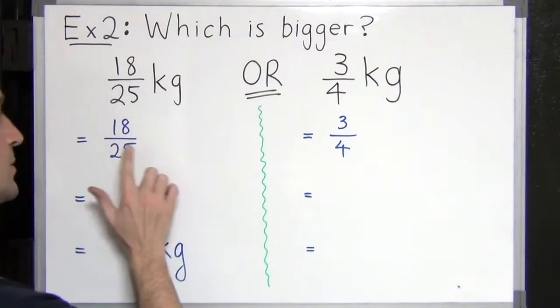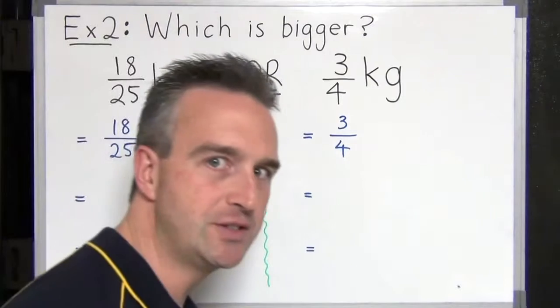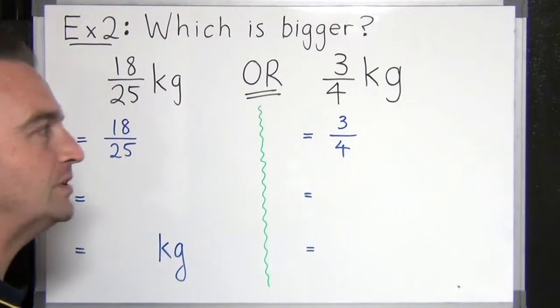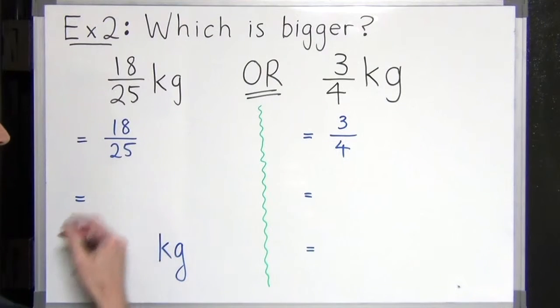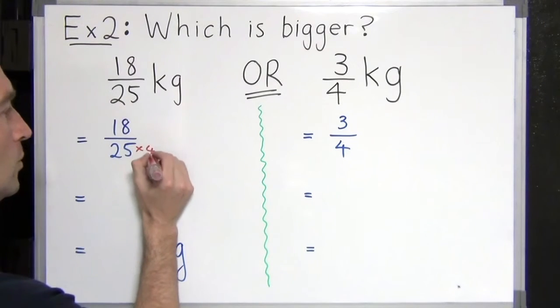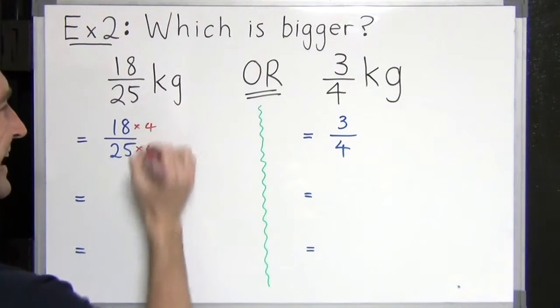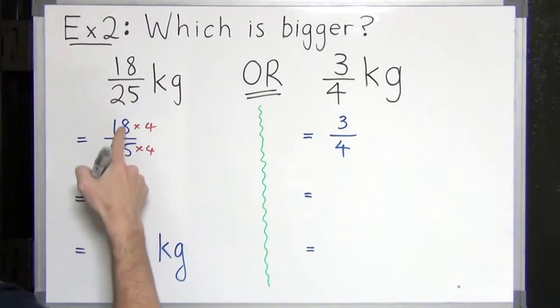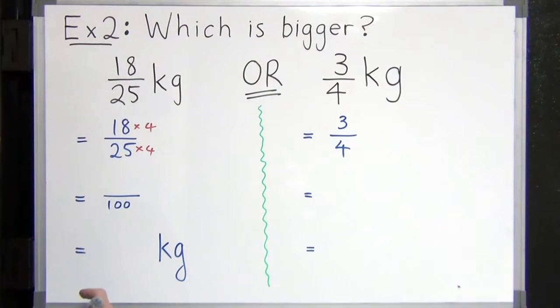So we have the denominators 25 and 4. And it just so happens that the lowest common denominator of these two is 100, which is base 10. How do I turn a 25 into 100? I'm going to multiply by 4, but I have to do that to the top and the bottom, which will give 100 on the bottom. 18 times 4. 18 times 2 is 36, times 2 again is 72. And there we go, over 100, which means it's a decimal, 0.72.